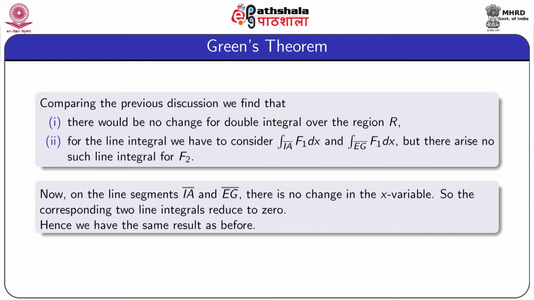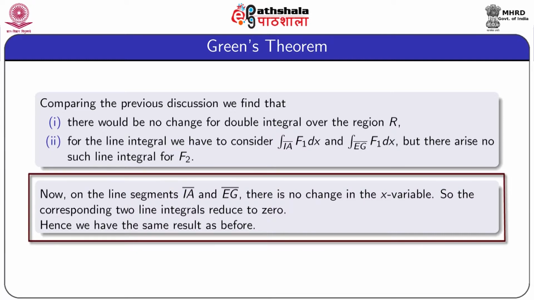Comparing with the previous discussion, we find that first, there would be no change for the double integral over the region R. Next, for the line integral, we have to consider the integral over line segment IA of F1 and the integral over line segment EG for F1, but there is no such line integral for F2, because if we consider these two line segments, over them there is no change in the variable x. So, the corresponding two line integrals reduce to 0, thus we have the same result as before.